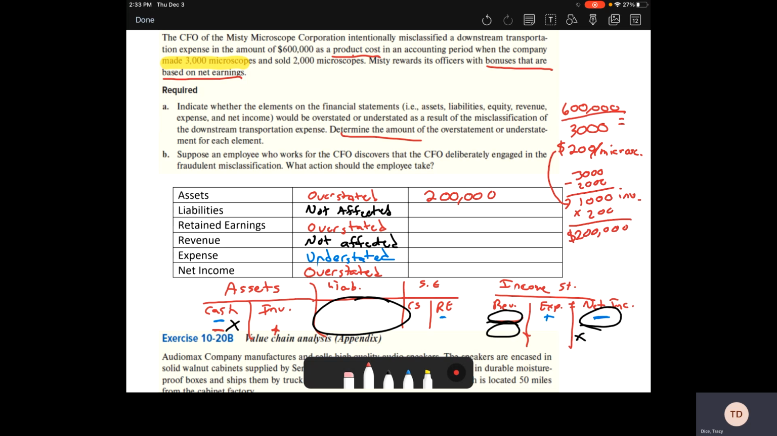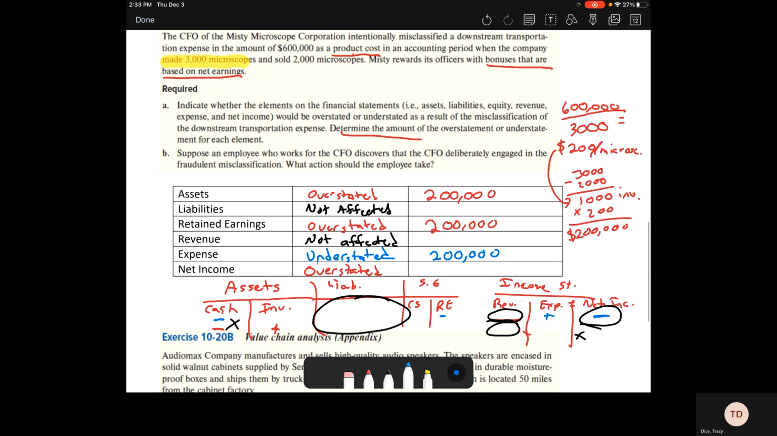Our retained earnings are overstated by $200,000. Our expenses are understated by $200,000. And our net income is overstated by $200,000. So there's a $200,000 discrepancy between the total amount of inventory coming in, so our assets, and our net income. So our net income has a $200,000 overstatement that can be used to reward officers with bonuses.